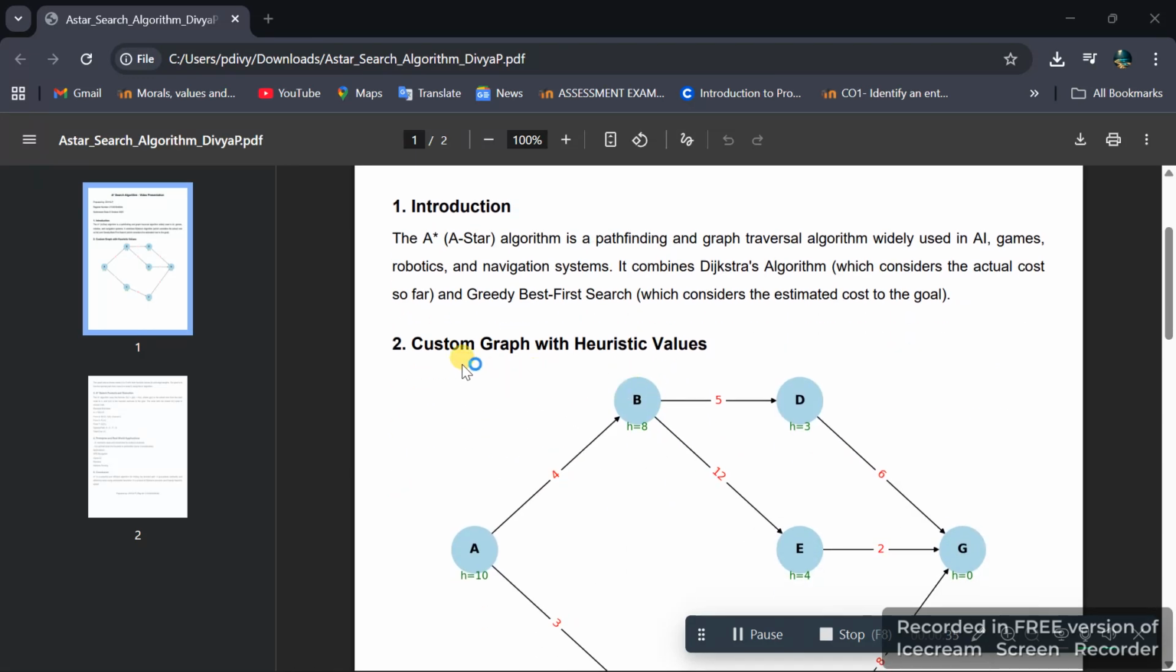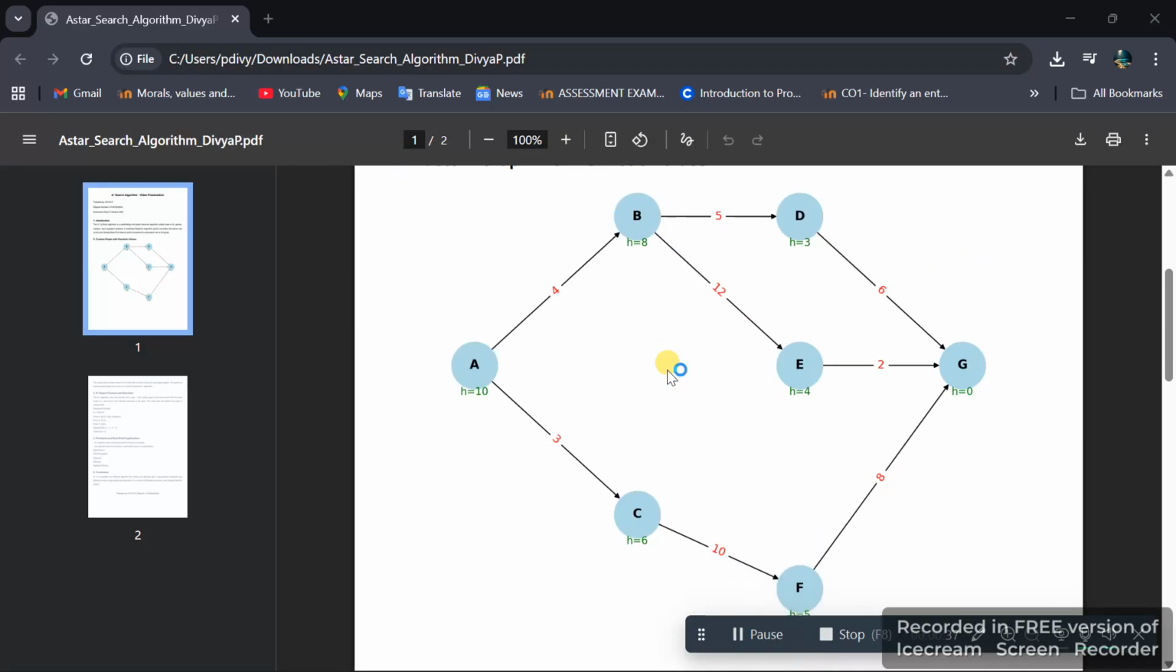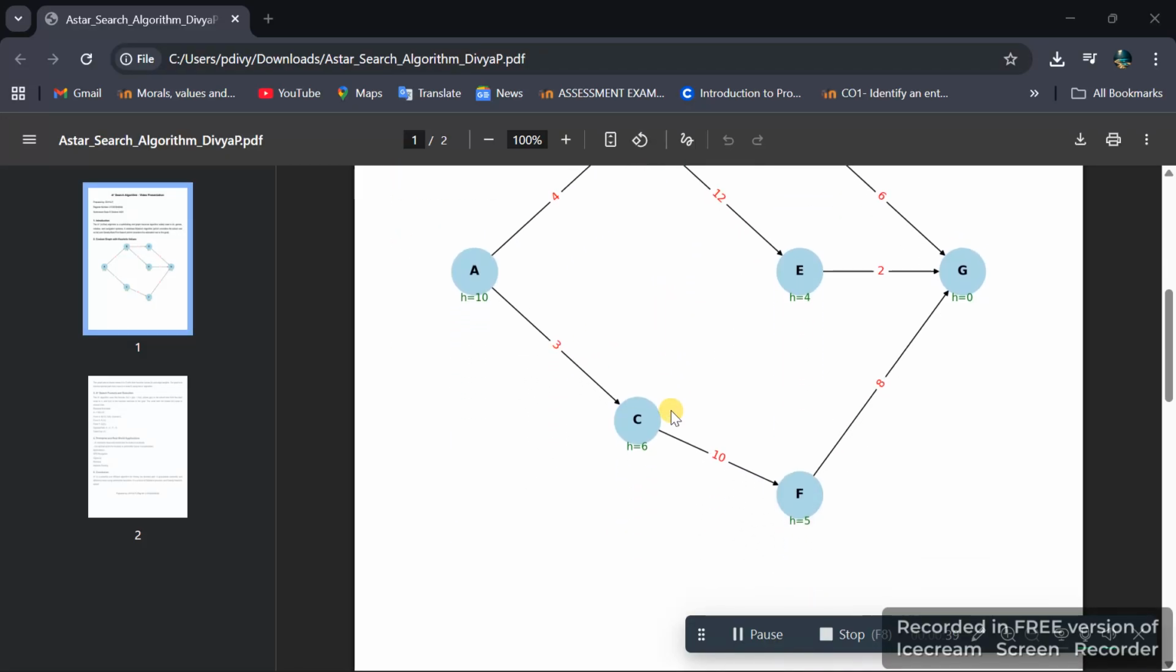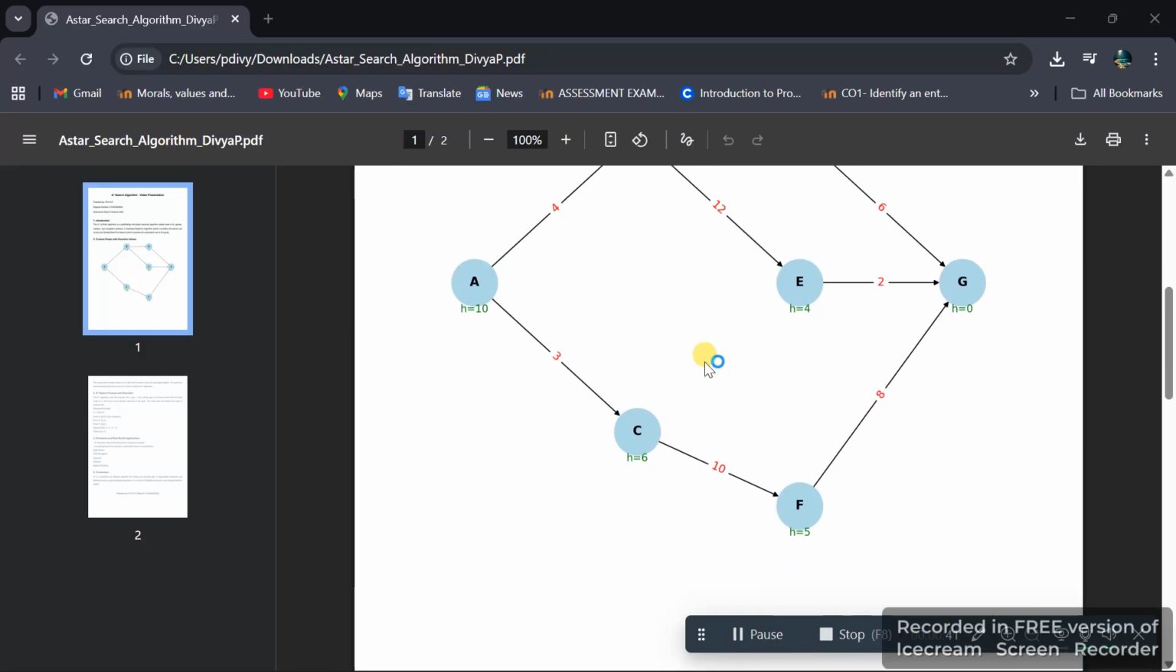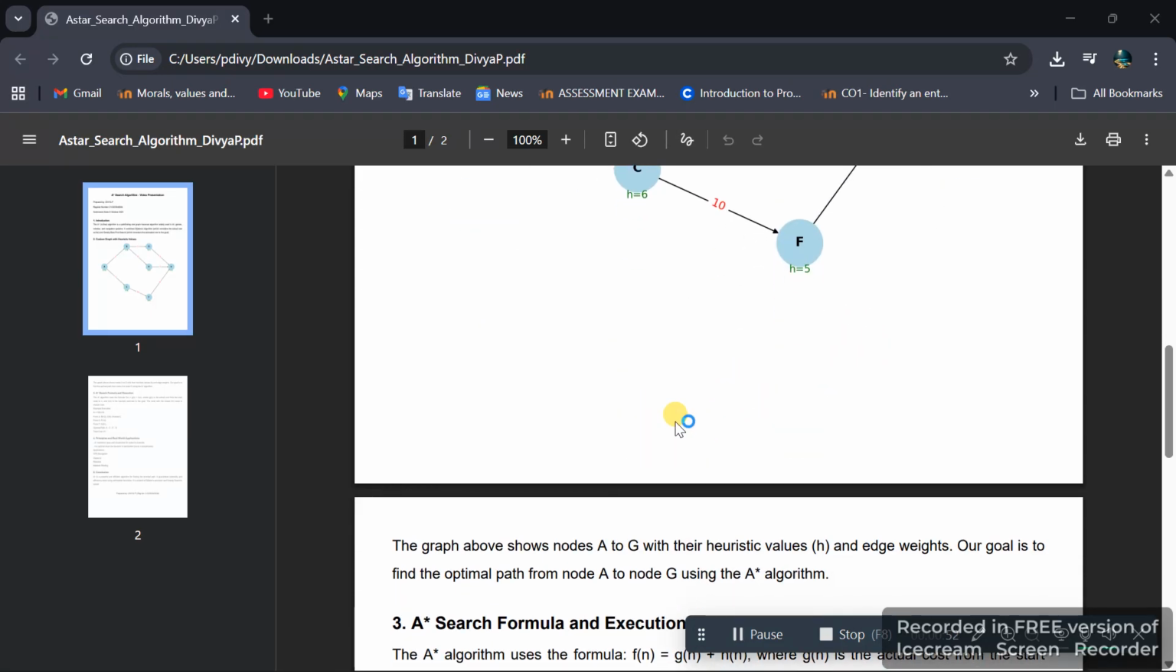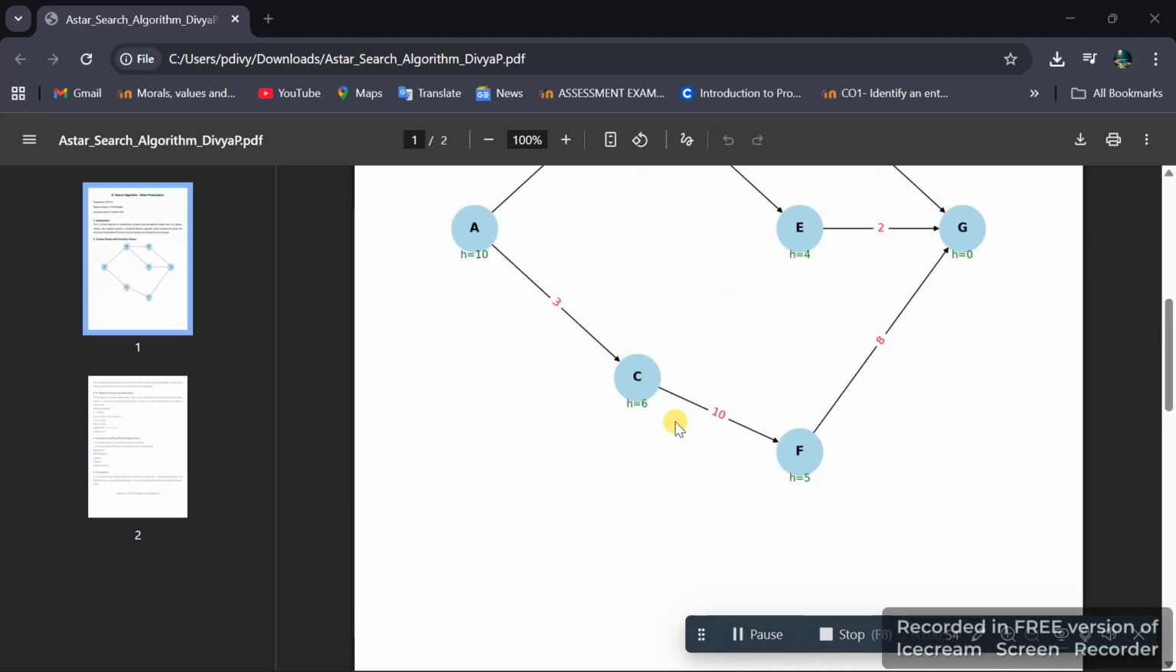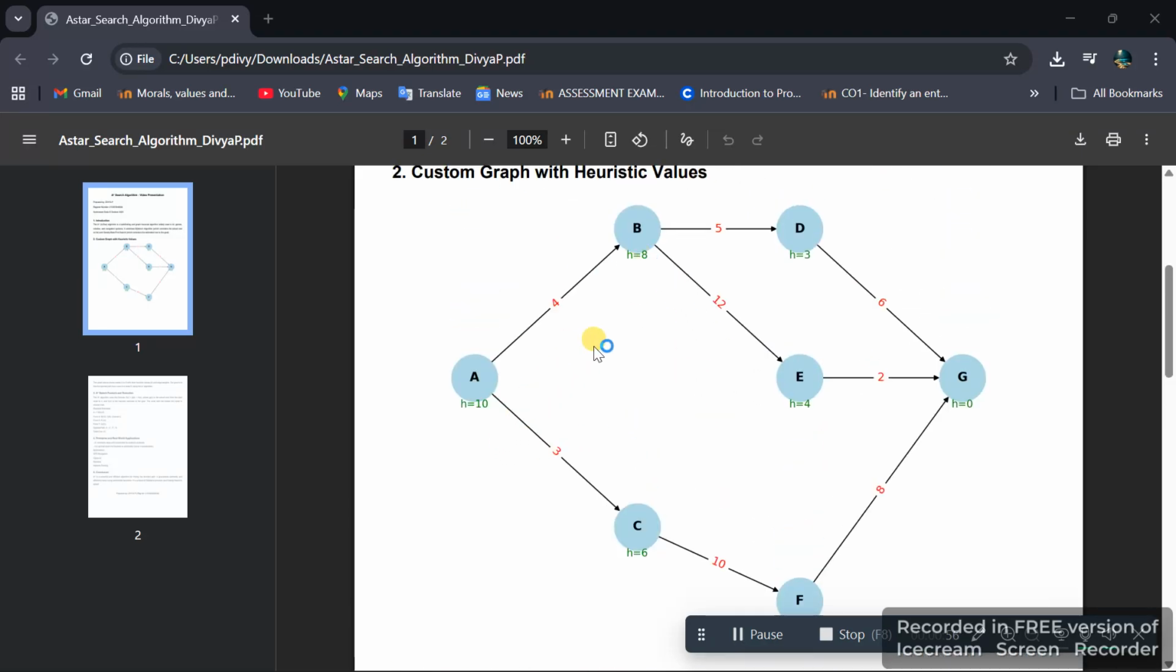So like I mentioned here, the custom graph with the heuristic values. In this graph, you can see that it consists of 7 nodes, A to G, each with a heuristic value that represents the estimated distance from the node to the goal G. For example, the heuristic value for A is 10, for B it's 8, for C it's 6, and for G it's 0 since it's the goal.